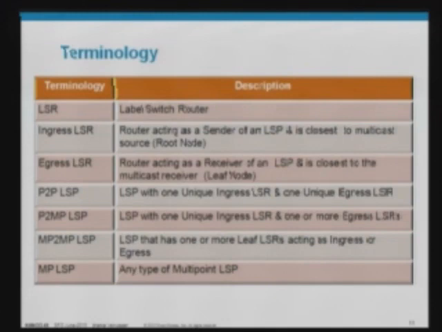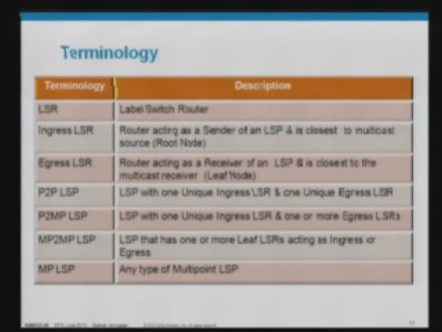The other one is egress LSR. Egress LSR is similar to leaf LSR, where you have receivers. So receiver, leaf, or egress, they are one and the same. Then point to point. Every time, I'm trying to make sure that I say P2P or P2MP. I know this topic is on point to multipoint, but a point to point is, for example, as we have seen in the previous session, setting up a TE LSP between a head-end node and a tail-end node. It's an LSP between two nodes.